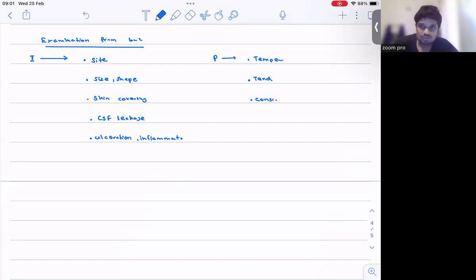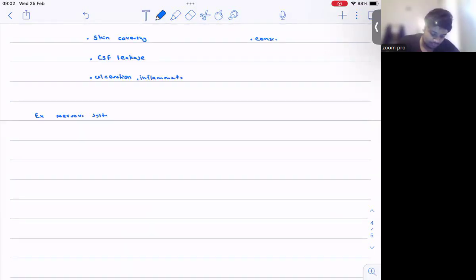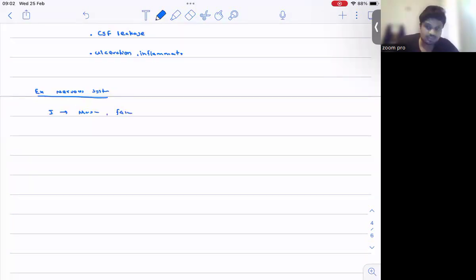Now comes the most important part: examination of the nervous system. If it's a lumbosacral meningomyelocele, you have to do a thorough, complete lower limb examination. Start with lower limb inspection. You look for muscle wasting, fasciculations, or any skin deformities down there.